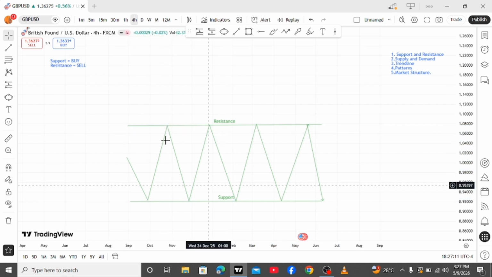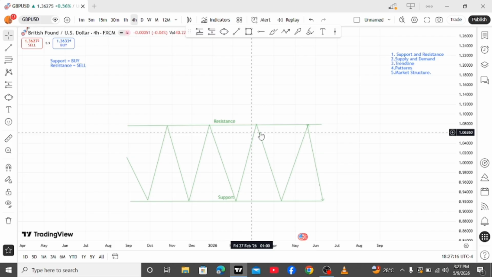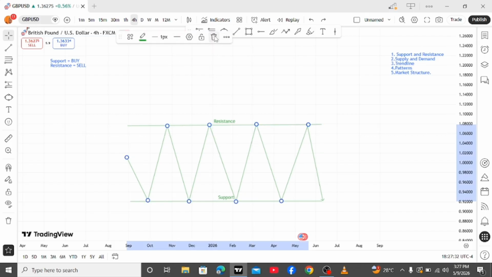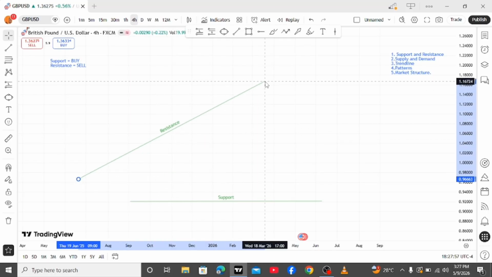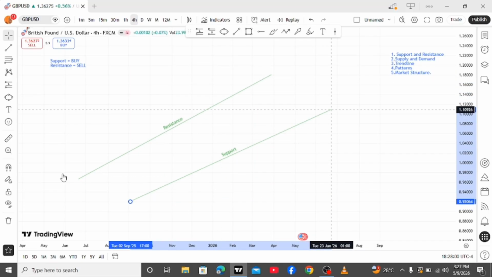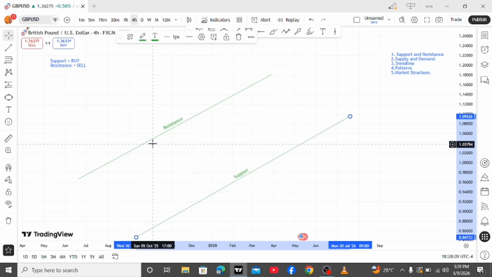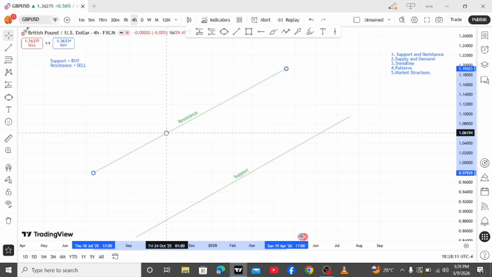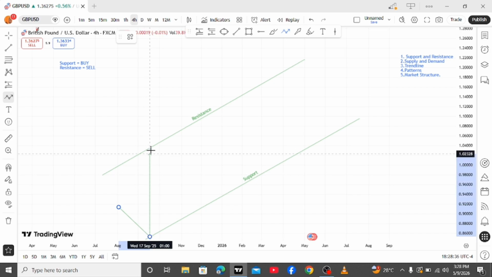So this is like a consolidation, and the market doesn't always move in this phase. The market moves more in a trending form. So I'll give you an example with a trending market. This is your resistance and this is your support. When the market comes to our support, what do we do? We buy. And then when the market is at our resistance, we sell.